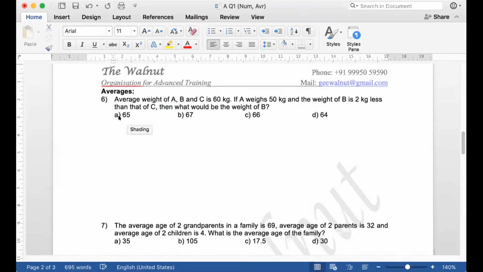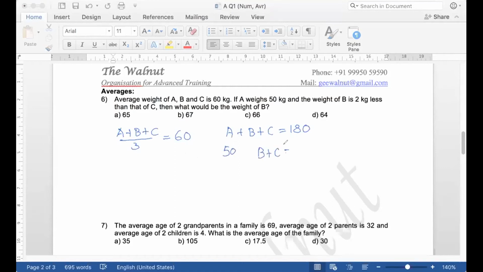Okay, let's try this. Average weight of A, B, C is 60. So average weight means A plus B plus C by 3, that is equal to 60. So that means A plus B plus C is equal to 180. Total weight of these 3 people, 180. If A weighs 50 kilograms, so A is 50, that means B plus C together would be the balance. How much is that? 130. So B plus C together is 130.